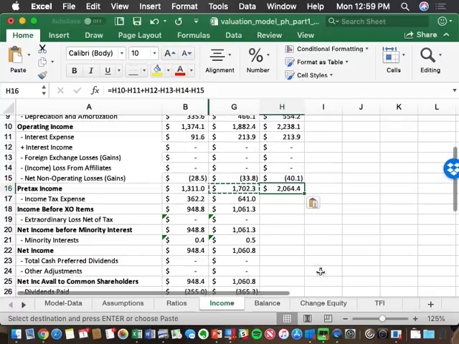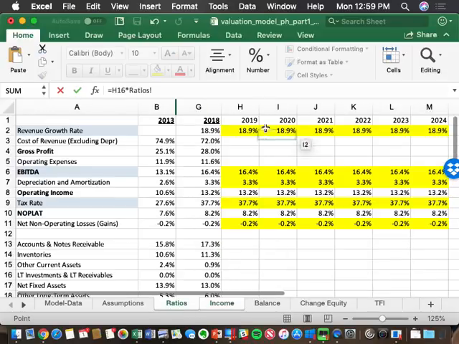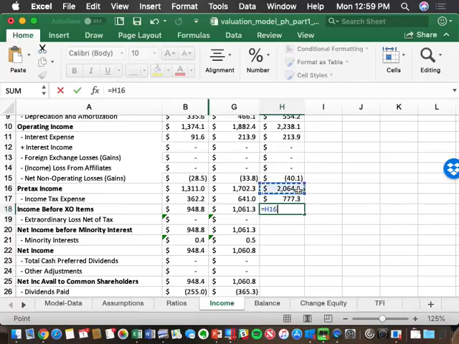All right. The next line item is income tax expense. Assuming we have 2,064.4 of pre-tax income, multiply by ratios, 2019 tax rate, we would pay 777.3 in taxes. Which would then get us income before extraordinary items, pre-tax income minus the taxes, of 1287.1.